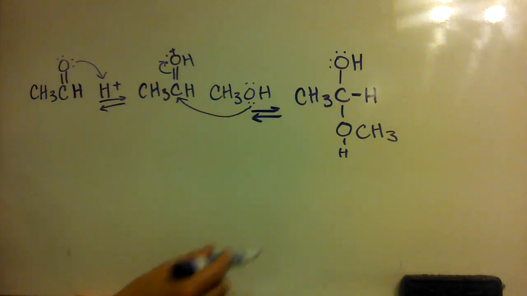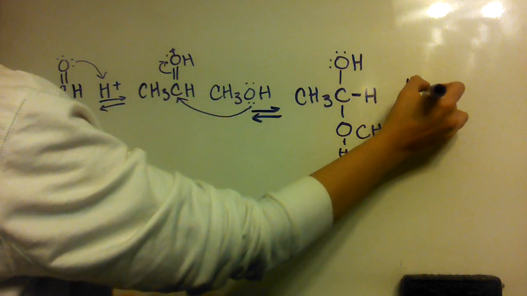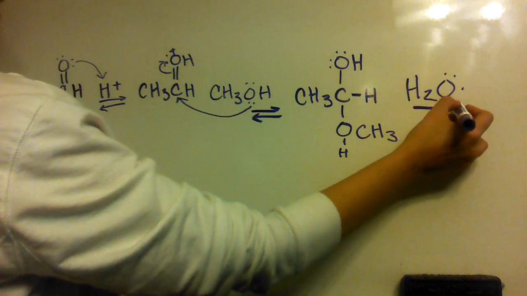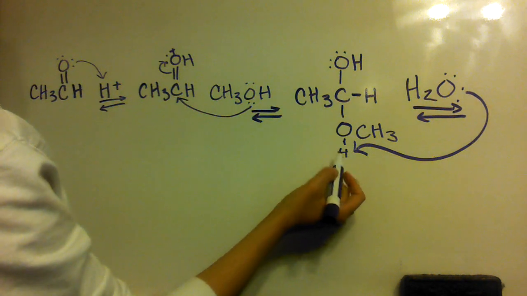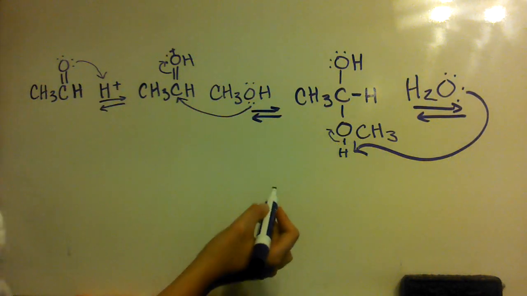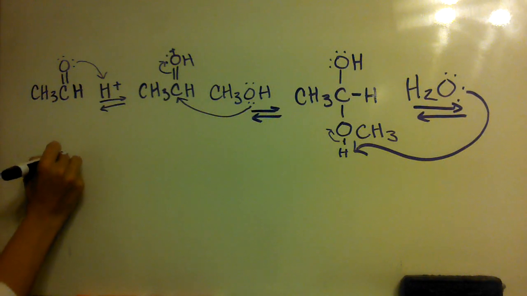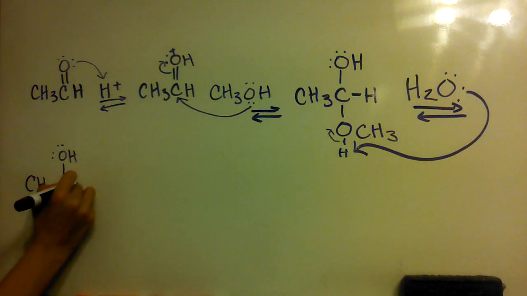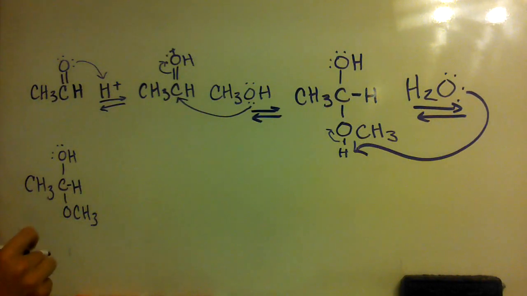So first what we can do is get rid of this hydrogen. We're going to do that with water. We can express that as just H2O, showing our lone pairs. This lone pair on the oxygen is going to come and attack this hydrogen, so the bond here is going to break. So what we're going to have now, we're halfway there. We have our first OCH3 group, and we want to make another one on that center carbon.